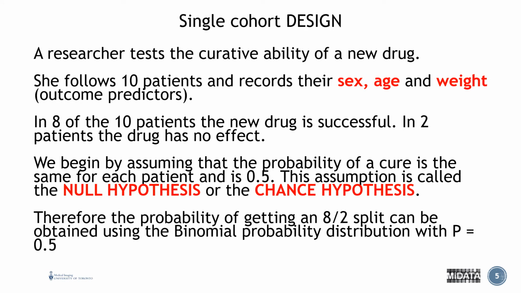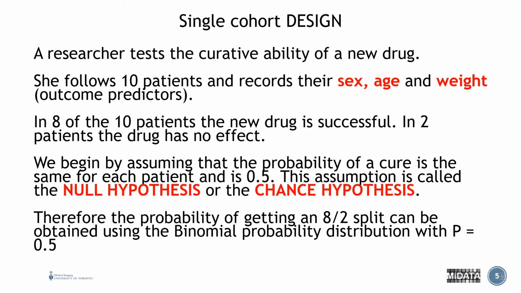Okay, let's dig into an example. Using a single cohort design, a researcher tests the curative ability of a new drug. She follows 10 patients and records their sex, age, and weight, the typical outcome predictors. In 8 of the 10 patients, she observes that the new drug is successful. In 2 of the patients, the drug has no effect. So in this case, we have a binary outcome: yes, successful, no, not successful.